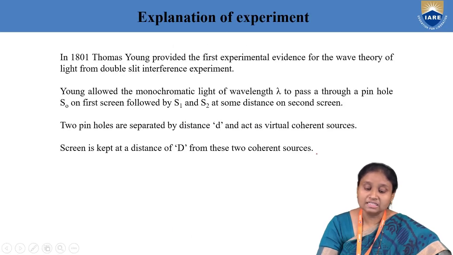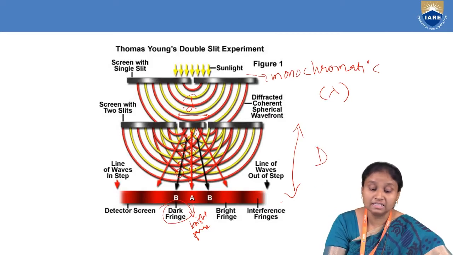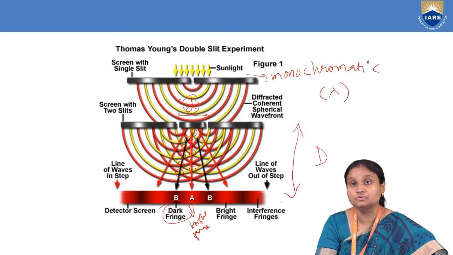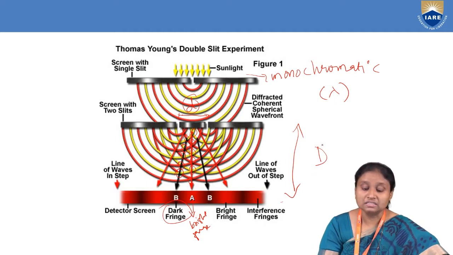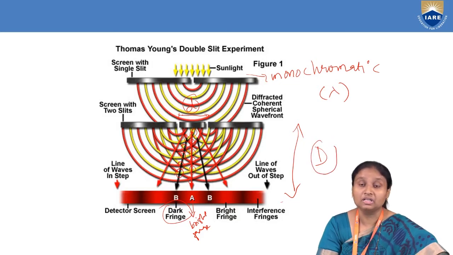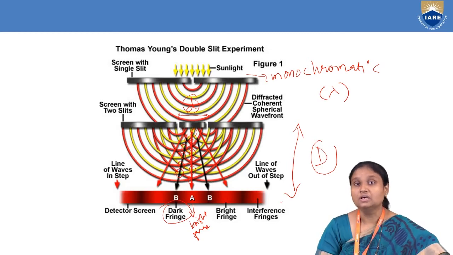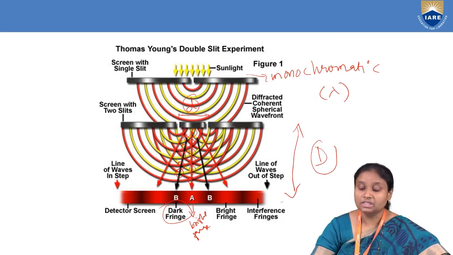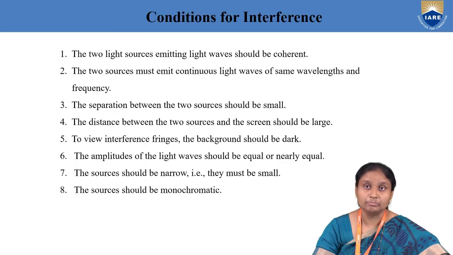And what we have to understand here is that small d, the distance between the two virtual coherent sources, we have to maintain to be very, very small. Whereas the distance of these two virtual coherent sources from the screen should be very, very large. Then only we'll have a very good interference pattern forming on the screen. And what is our interference pattern? Alternate bright and dark fringes. So this is about the experimental setup used by Young in order to get an interference pattern.